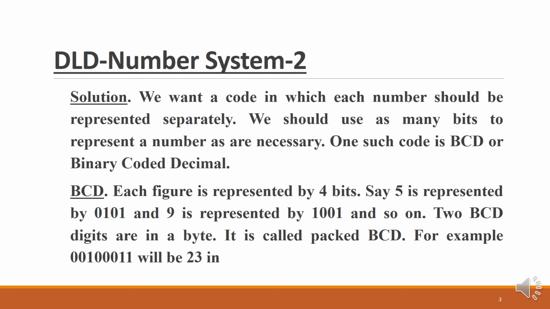In unpacked BCD, each digit is represented by 8 bits. We'll see it later. Now in this case, for example, 0010 is representing 2 and 0011 is representing 3, so 23 in your BCD number, but if you calculate it in simple binary, it will come out to be, I think, 35.